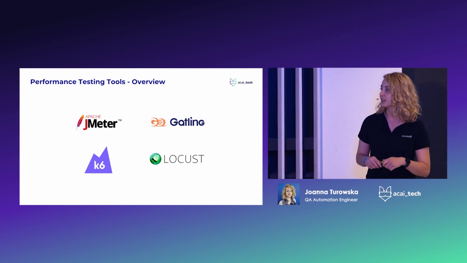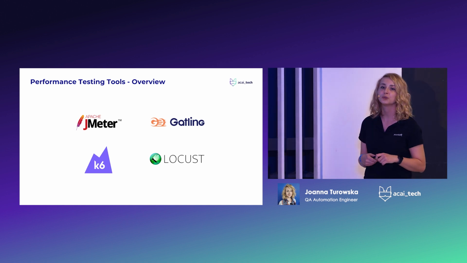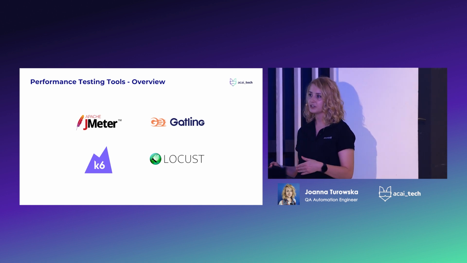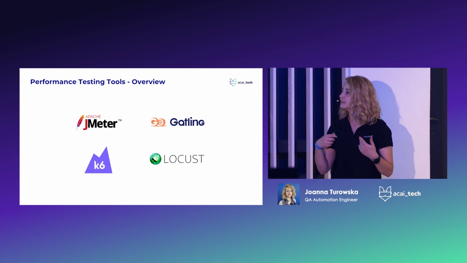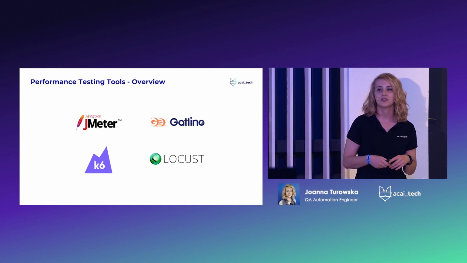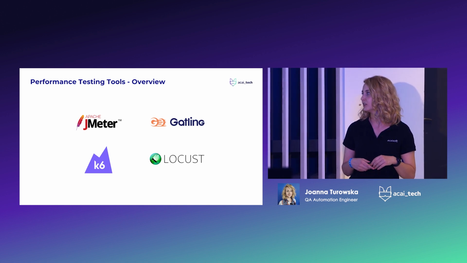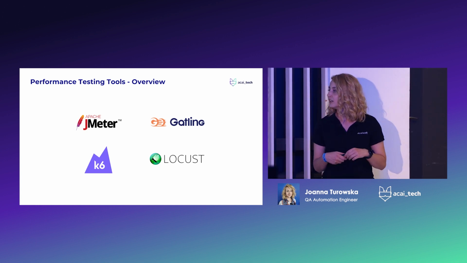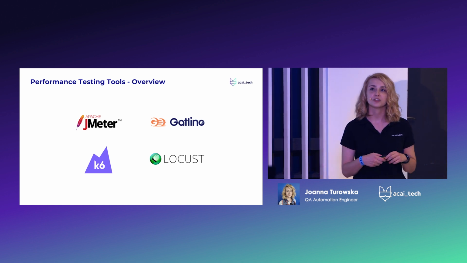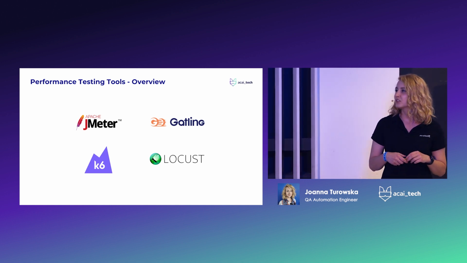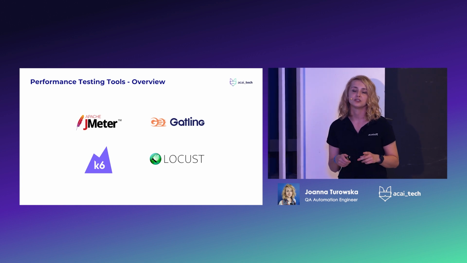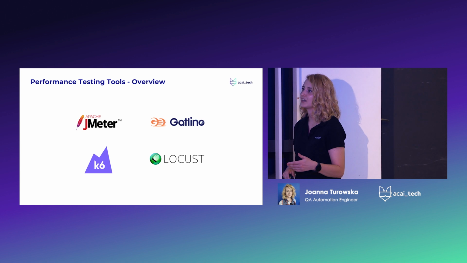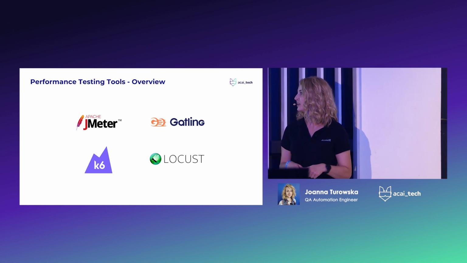The next tool is K6. It's a Grafana tool. It also has an open source version and a premium version. Again, the open source version is a little bit limited. We cannot have distributed testing in the open source version. About K6, you write tests in JavaScript. However, they are run in Go, as JavaScript is a kind of single-threaded language.